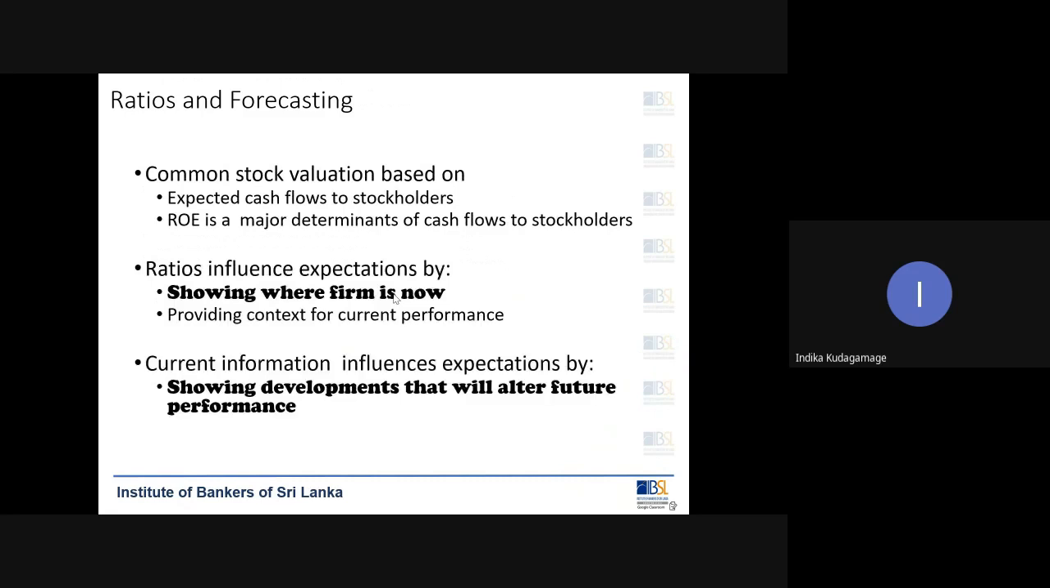Then this one, common stock valuation based on expected cash flow. So ROE is a critical evaluation. The cash available for a rupee of investment. Ratio influences expectation. Why? Ratio shows where we are today. Based on that only we predict the future, showing the development that will alter further future performance.